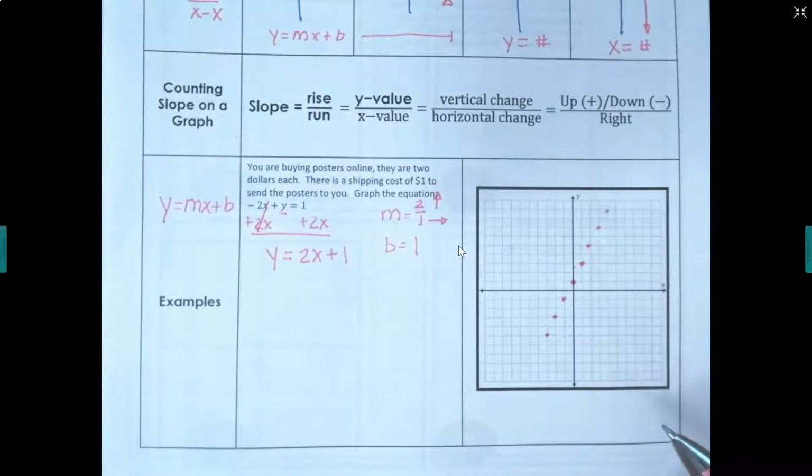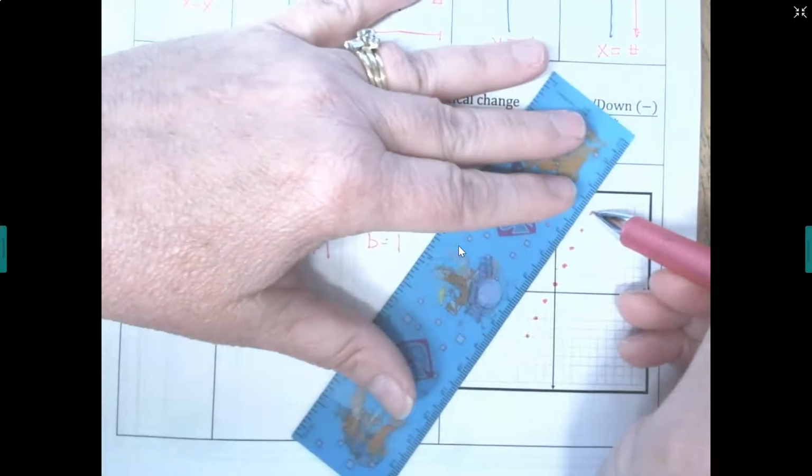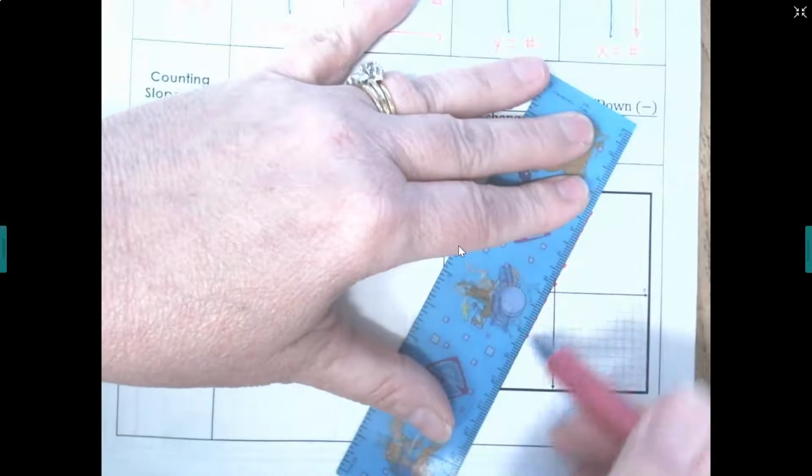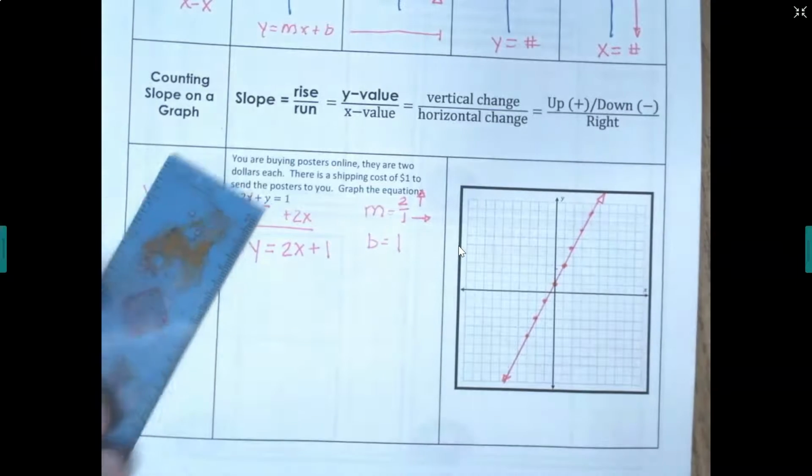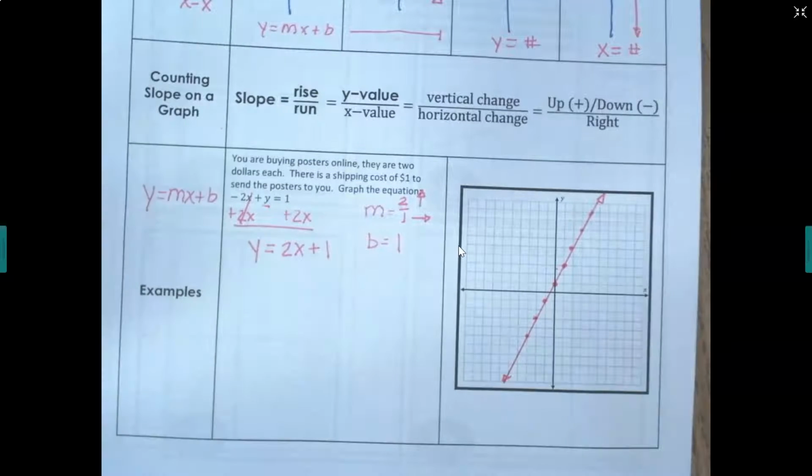So once I have enough points that I feel comfortable, I'm going to take my ruler and I'm going to draw my line. So draw it long, put arrows on both ends, and we've just graphed a line. Let's try some of these that are on the back.